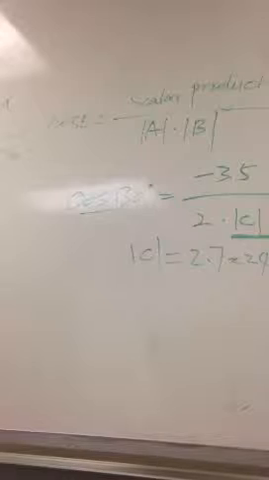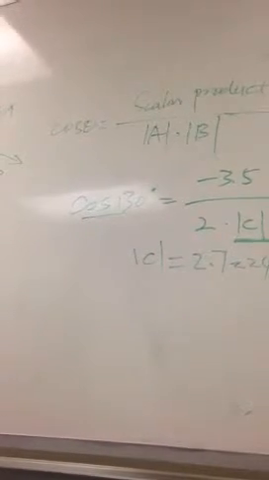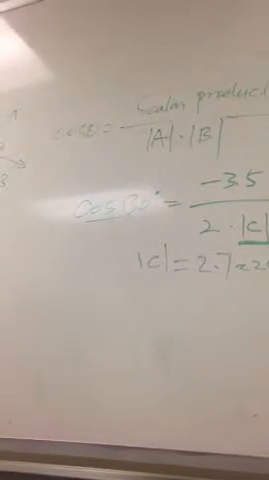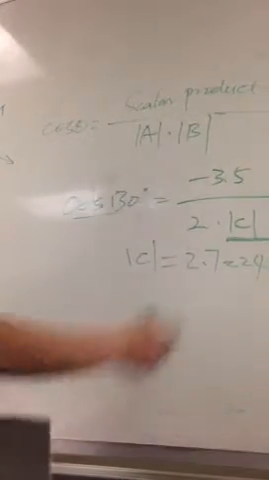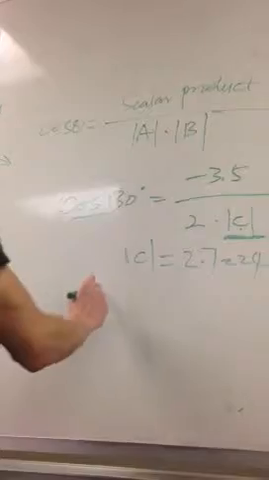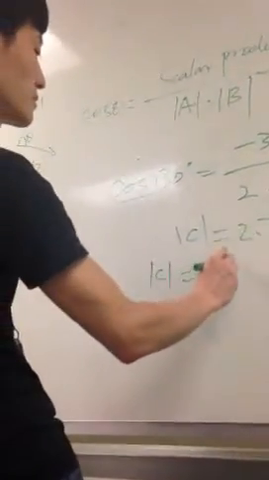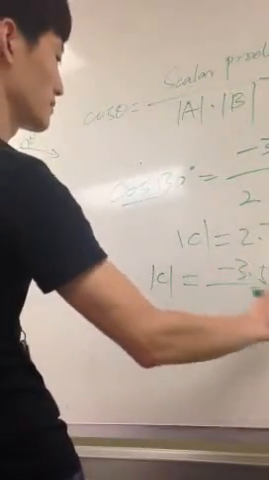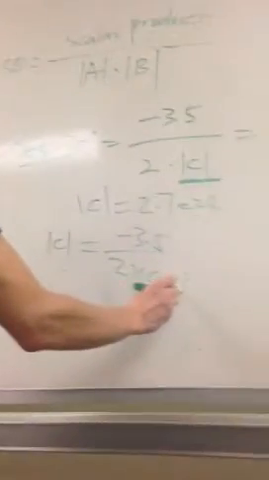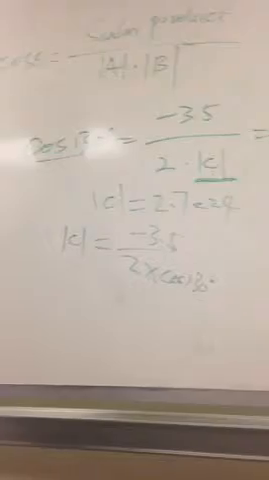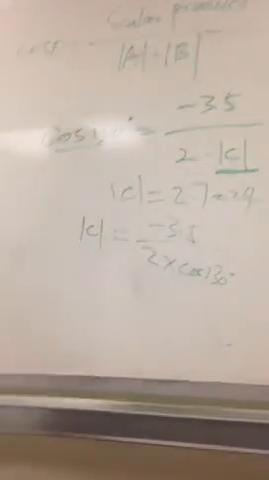So it's cosine of 130 times 2 divided by -3.5. That would give you the magnitude of C. You can bring C here, over 2 times cosine 130, right? Just calculate. All right, that's good.